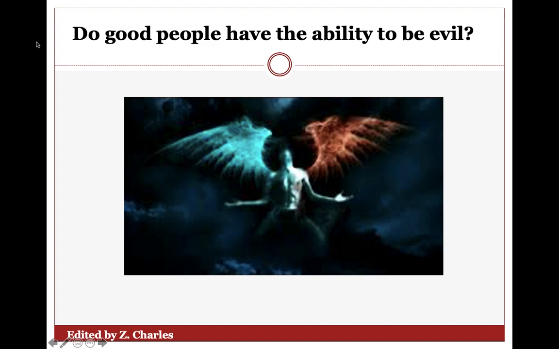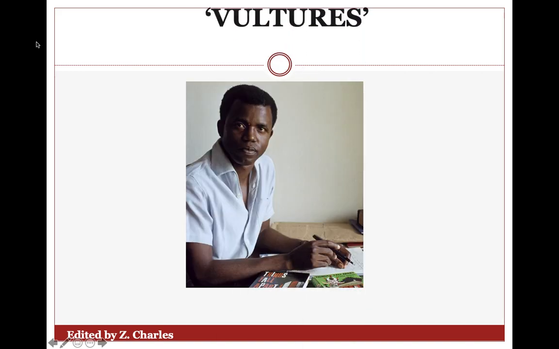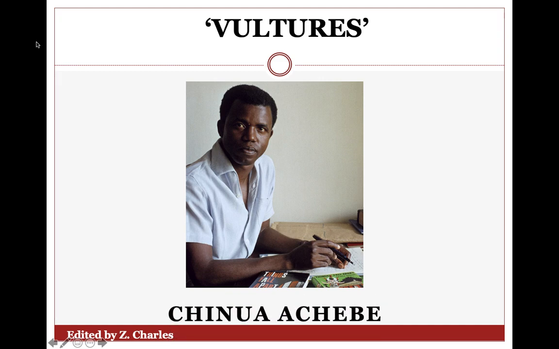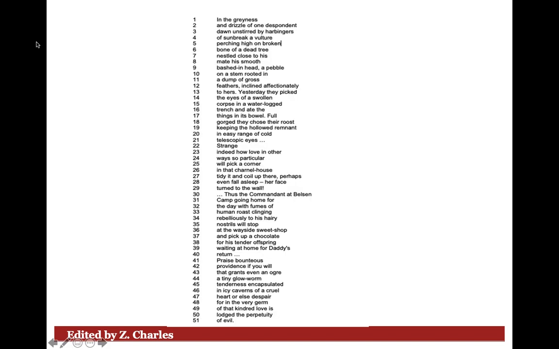So think about that. Why do some people steer towards perhaps being more good, or having good qualities? Or why do some people steer towards being evil or have more evil characteristics or qualities? Think about that. What are the reasonings? And then we're going to get to our poem, which is Vultures by Chinua Achebe. And as always, within the lesson, we're going to read the poem.